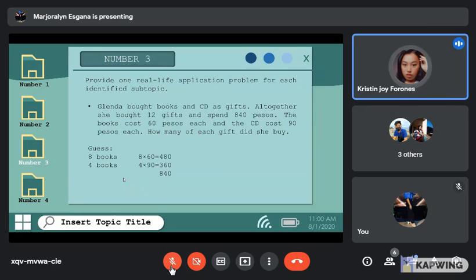My first guess is 8 books and 4 CDs. 8 times 60 equals 480 pesos. Then 4 times 90 equals 360. 480 plus 360 is a total of 840. So the answer is Glenda bought 8 books and 4 CDs with a total cost of 840 pesos.